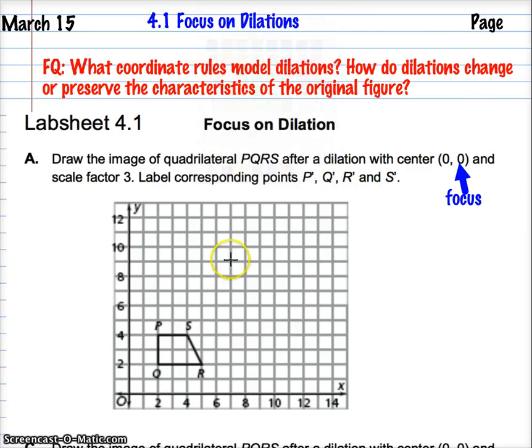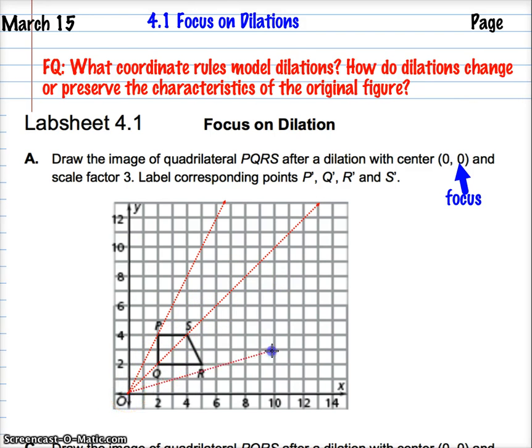So starting at 0, 0, I'm going to go through point P, and I'm just going to extend all the way through it, okay, as far as I can. And I'll do the same thing, 0, 0, I'll extend through point Q, and adversely, that's also point S. It's the same line as point S.